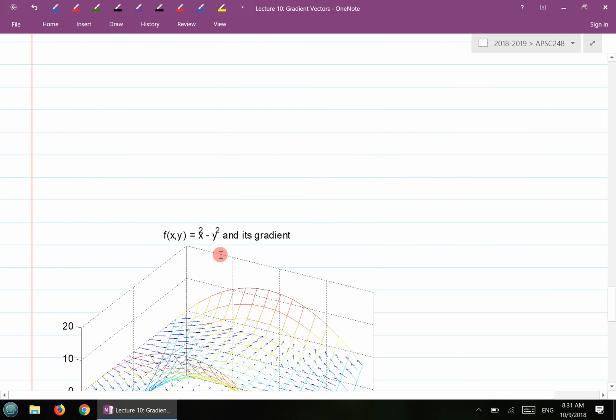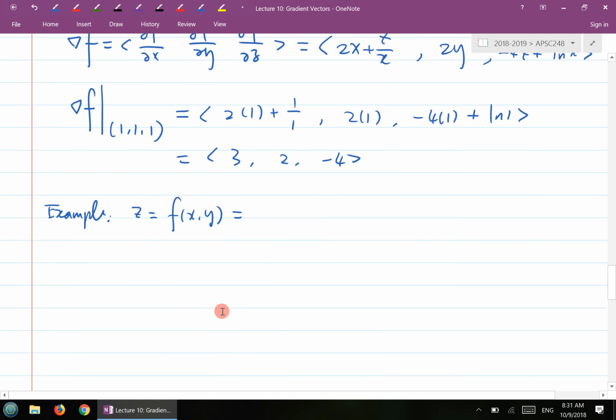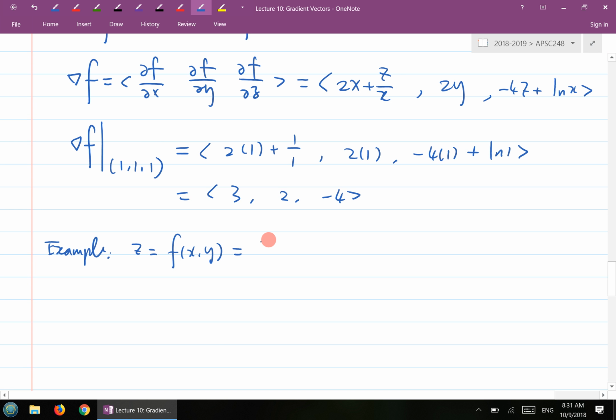I think I'm going to skip this one here. But anyway, let's try this one. Look at this function here. z equal to f of x, y equal to x squared minus y squared. When I started the multivariable functions, I think I showed you this function. If you recall, it's a saddle, like a horse saddle.